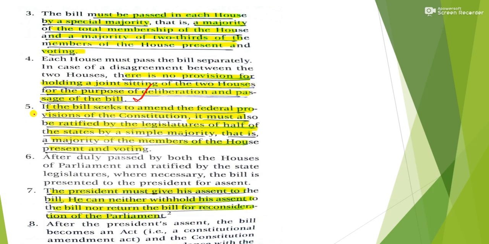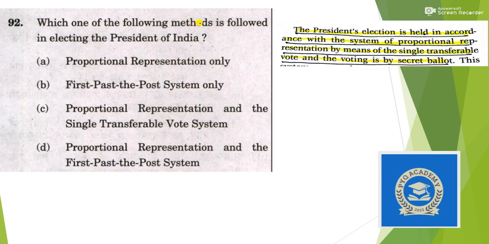Next. Which one of the following methods is followed in election of the president? So you can see here the president election is held in accordance with the system of proportional representation by means of single transferable vote, and the voting is by secret ballot. So only proportional representation, no. First past the post system only, no. Proportional representation and a single transferable vote, so this is true. So answer is option C.